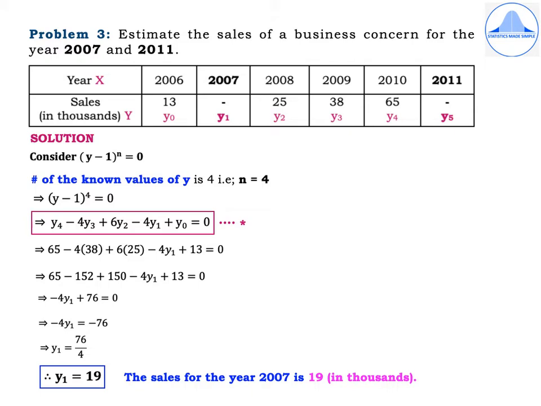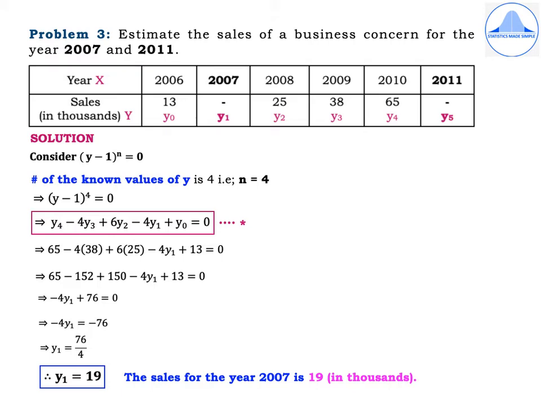Solution. Consider (Y minus 1) to the power n equal to 0. Number of known values of Y is 4, that is n equal to 4, which implies (Y minus 1) to the power 4 is equal to 0. In a similar way, write the expansion and you get Y4 minus 4Y3 plus 6Y2 minus 4Y1 plus Y0 equal to 0. Call it as equation star.